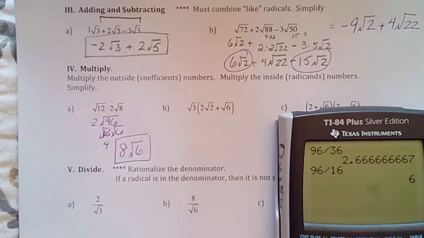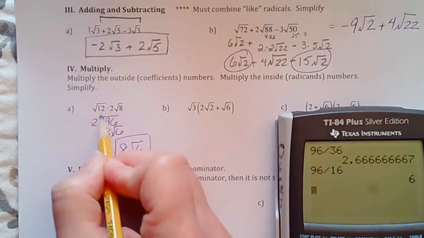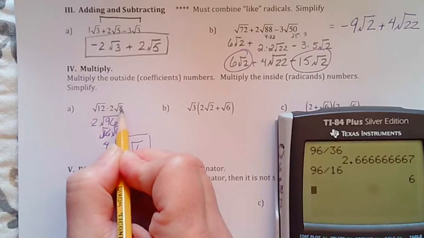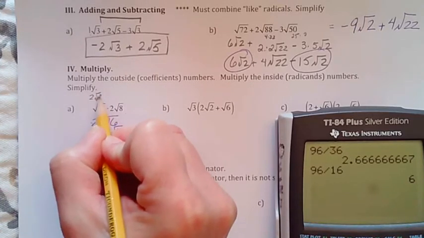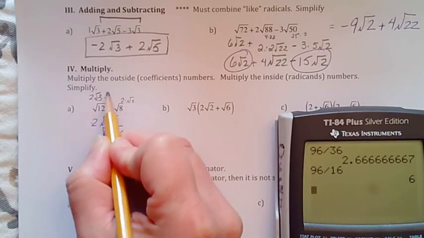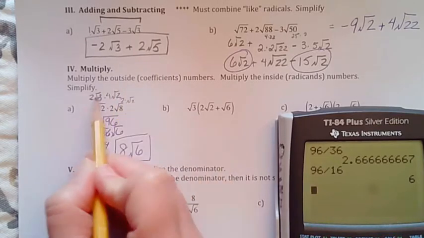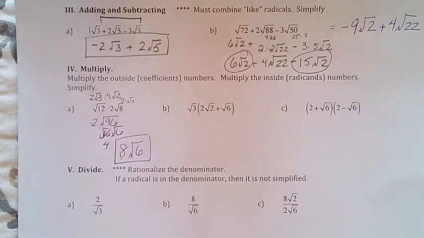The second way you could have done that was you could have simplified first. Simplifying first sometimes makes it a little easier with your numbers. Radical 12 is 2 radical 3. Radical 8 is 2 radical 2. That's going to give me a 4 radical 2. Multiply your outside numbers, 8. Multiply your inside numbers, and you get 6. Okay, so then we move on.